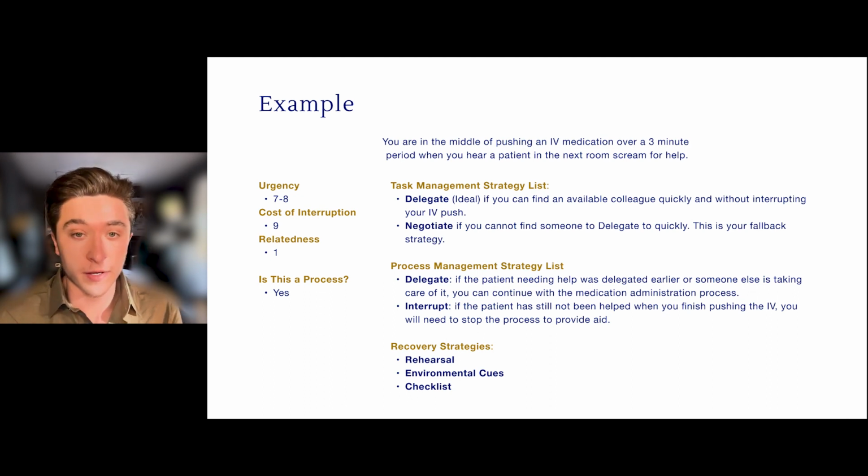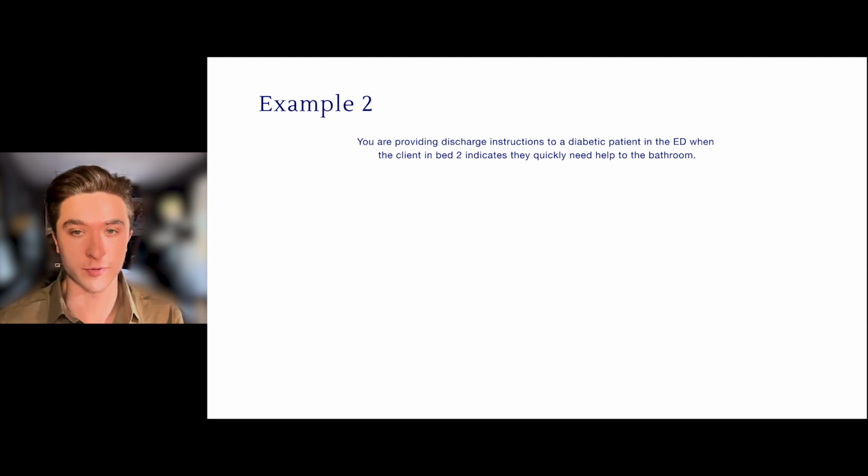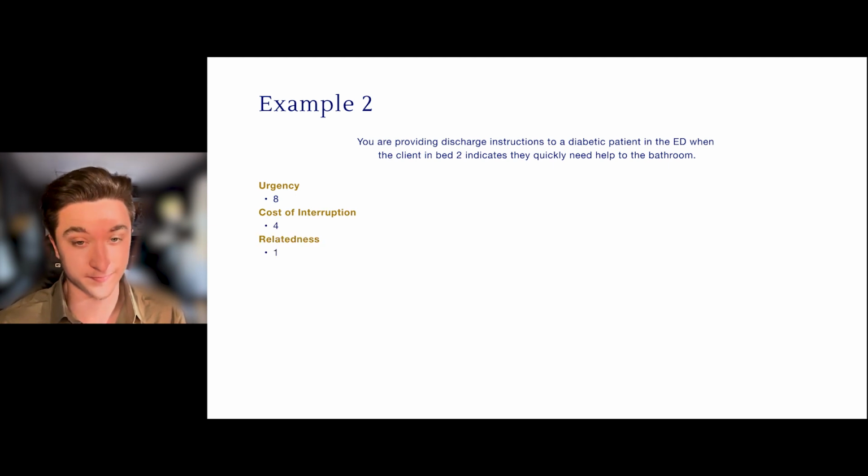Here's another. You've been providing discharge instructions to a diabetic patient in the ED when the client in bed 2 indicates that they quickly need help to the bathroom. So assuming this second patient requires full assistance, the urgency here is quite high, probably about an 8. Providing discharge instructions is important, but it's not the end of the world if the patient needs to wait a little longer in this case, so the cost is about a 4. And multitasking is not possible.